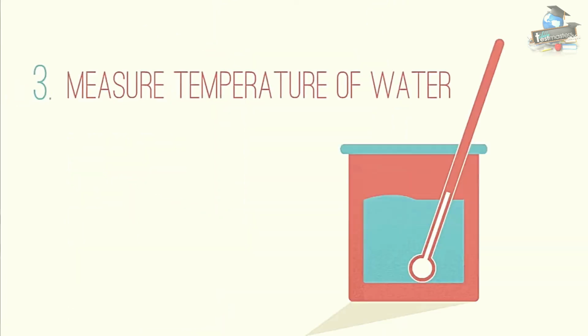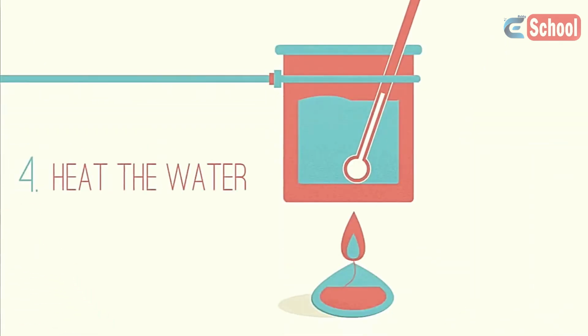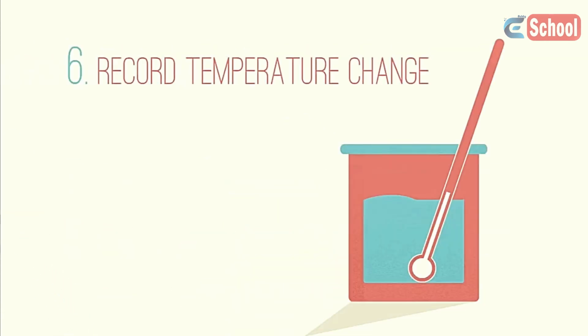3. You'd measure the starting temperature of the cold water. 4. You'd use the spirit burner to heat the water for a fixed amount of time. 5. Record the mass of the burner afterwards so that you could calculate the mass of the fuel combusted. And finally 6. Record the temperature change of the water caused by heating.